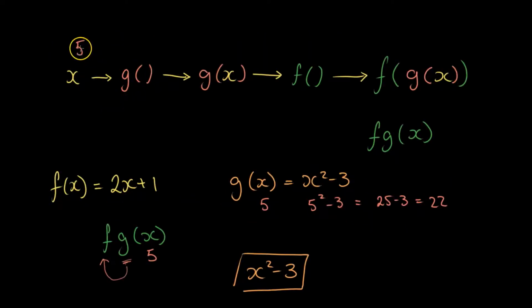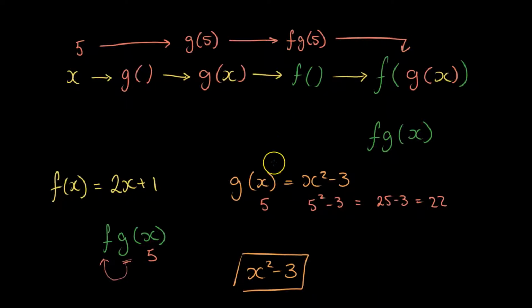So if we go back to our flowchart before, you can see that instead of x, I'm now using 5. I'm going to apply g of x to it, so it's g of 5, which will get me an answer, which I'm then going to put into the f function, which will give me f of g of 5, which should be my final answer. Let's have a look at another example of this.